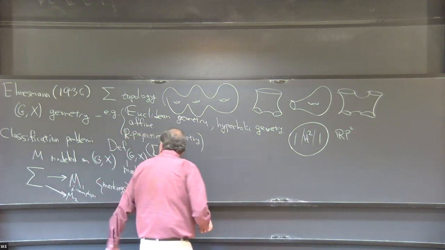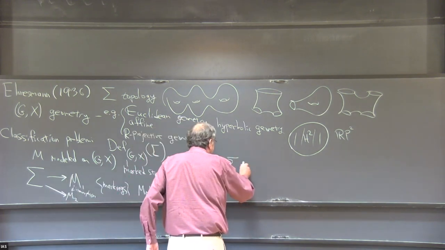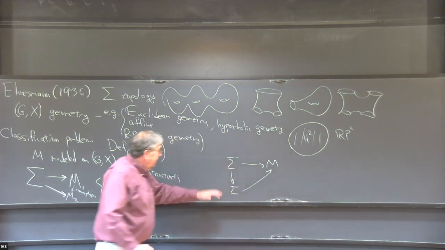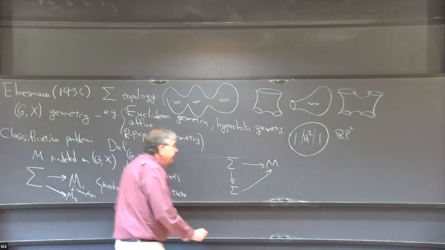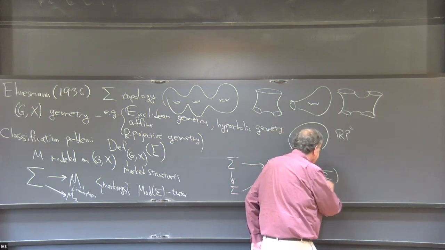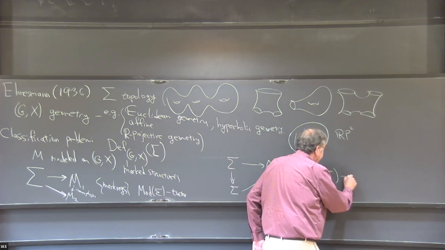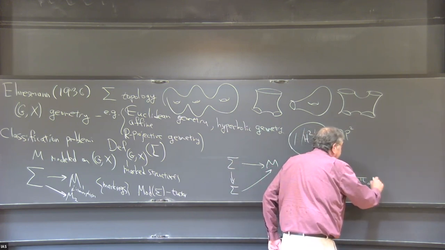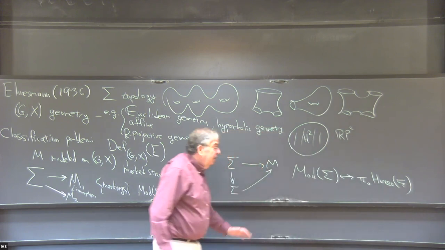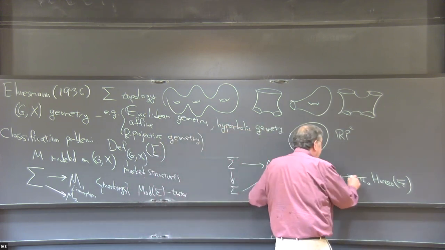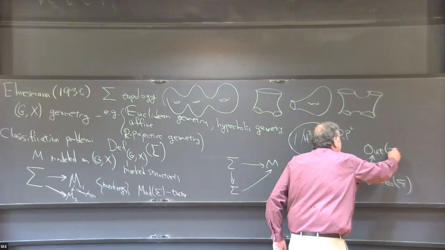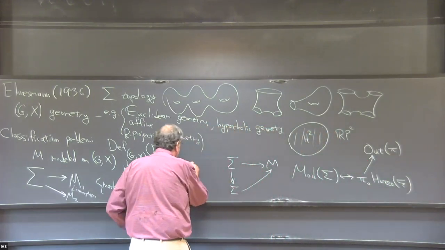That is, by rearranging the situation, different choices of markings correspond to applying a mapping class, a homeomorphism of sigma. So the mapping class group, the principal object of study, will be defined as the group of isotopy classes of homeomorphisms of sigma. In general, this relates to the fundamental group in that it maps into the outer automorphism group of pi. Pi will denote fundamental groups.